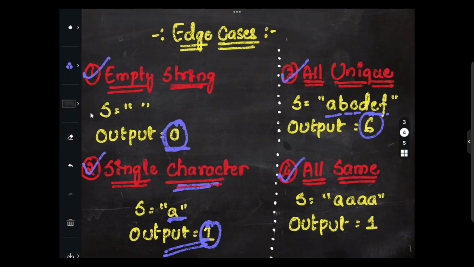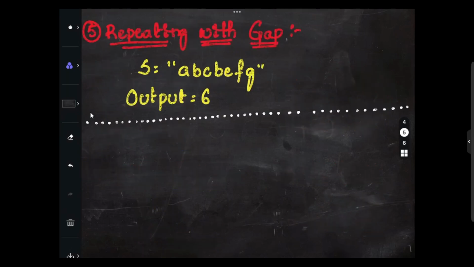So let's move on with the fourth edge case, all same. We have the case where all the characters within the string are the same, right? So the output here is 1. Why? Because only one unique character is present here, nothing but A, which we'll be considering once. So the longest substring is of length 1. We know this one, right? I hope this is clear, simple to understand.